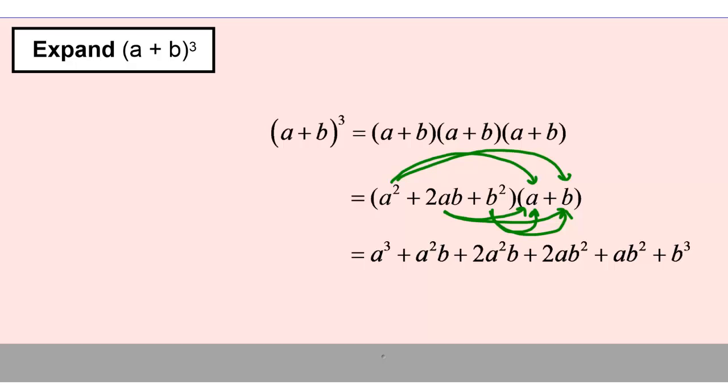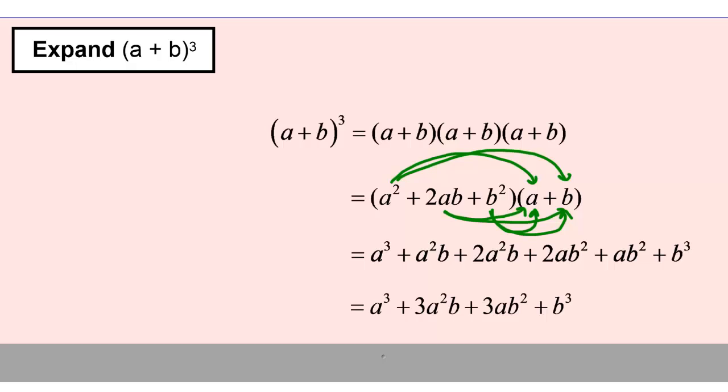We end up with this as our expansion. There's 6 total terms there. Some of them are like terms. You can see the a squared b's are like terms, and the ab squareds are all like terms. So if we collect those, we end up with this: a cubed plus 3a squared b plus 3ab squared plus b cubed.